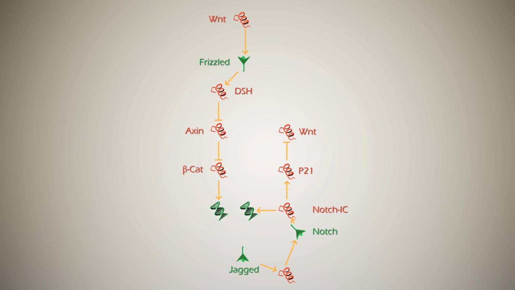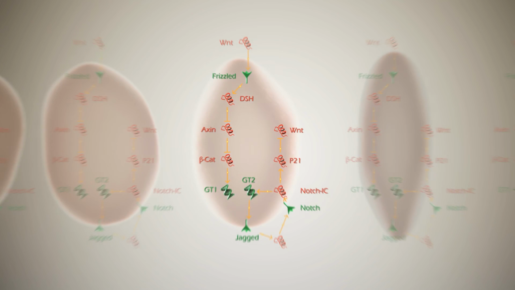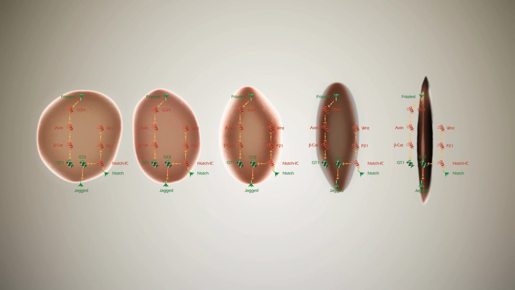If we use the single variable GT1 to represent all the downstream targets of increased levels of beta-catenin, and GT2 to represent all downstream targets of Notch IC, we can show the crosstalk between the two pathways using this simple diagram. Jagged is activated by GT2, and this creates a positive feedback loop in the Notch signaling pathway. This Notch-Wnt pathway model can be scaled up to simulate the skin cells in the epidermis, keratinocytes.